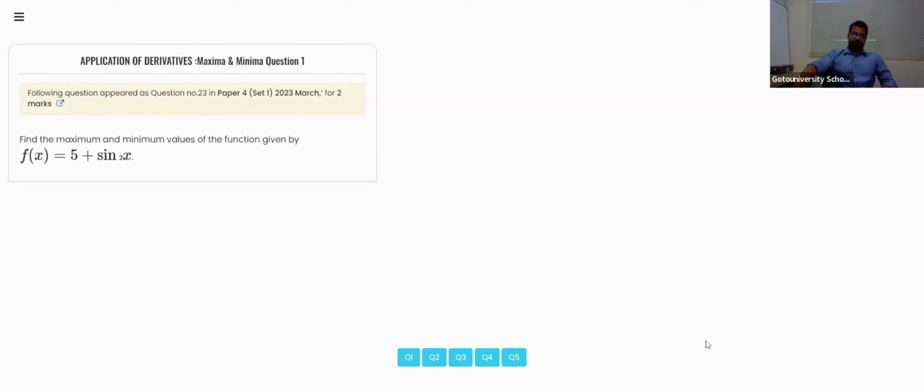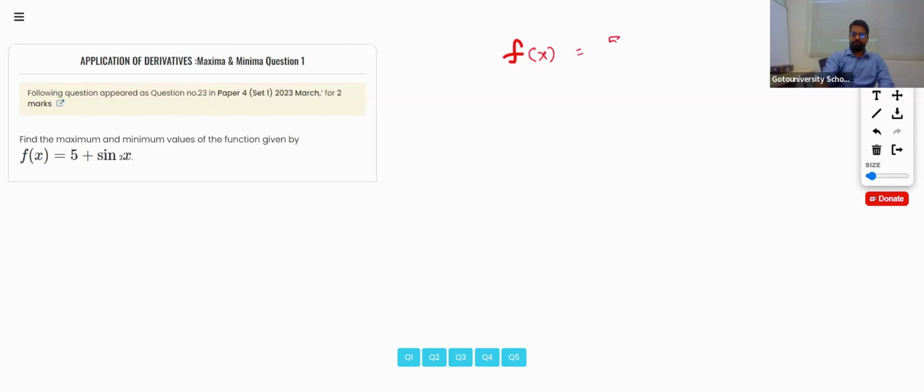For some questions we don't need differentiation to understand whether they are increasing or decreasing, or the range, if you know the function very well. So let's do it in both methods. One is by general understanding of the graph. What is the curve? f of x is equal to 5 plus sine 2x.